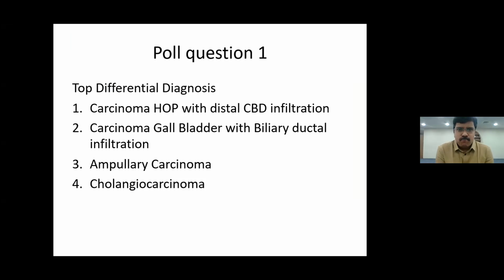So, sir, with the poll question. So this is a 42-year-old male with history of painless progressive jaundice and weight loss. These are the 4 options. Let's see how our audience is responding.